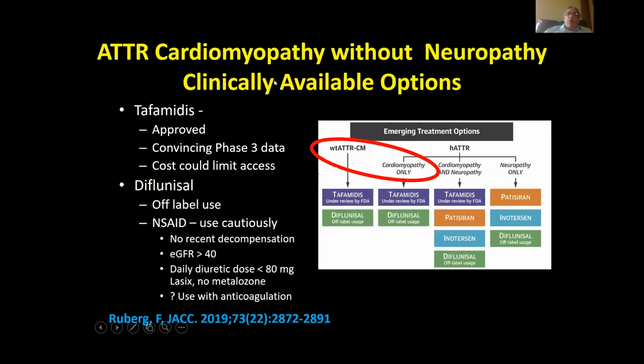So for patients who have transthyretin cardiomyopathy without a neuropathy, as shown in this diagram here, the clinically available options are really tafamidis and diflunisal. As I'll show you, tafamidis is FDA approved for this indication. We have convincing phase 3 data from the ATTR-ACT trial, though obviously cost could limit access. And I'll touch upon diflunisal, which can be used off-label. It is a non-steroidal that also stabilizes TTR at a dose of 250 milligrams twice a day.